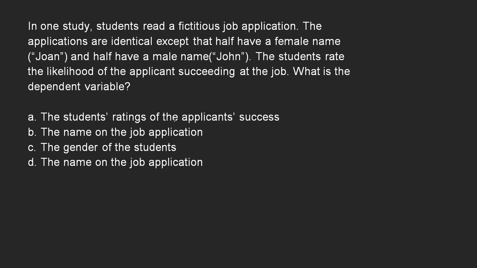All right, so in a study we're going to have an independent variable and a dependent variable. And the idea here is that the independent variable either helps to predict or perhaps influences or affects the dependent variable, or maybe it simply just predicts. And it doesn't necessarily work the other way around. So the applications are identical except that half have a female name and half a male name. Well, this gives us our independent variable.